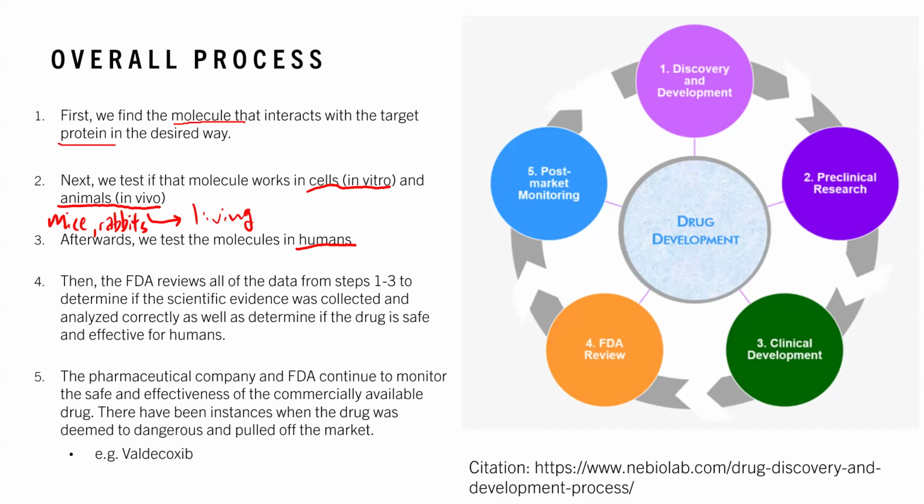Now, these first three steps are pretty standard. The FDA reviews all of the data from those first three steps. Were those animal methods effective? Were the in-cell methods effective? And then did we go through mice, rabbits, and monkeys? And then the FDA says, okay, is there enough scientific evidence that was collected and analyzed correctly?